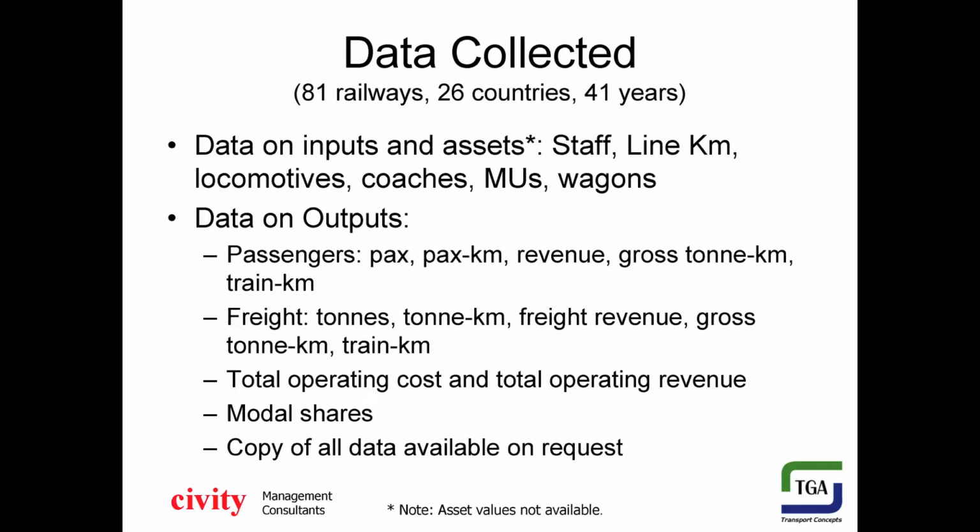We have data on inputs and assets like staff, line kilometers, locomotives, multiple unit equipment, wagons, etc. We have data on outputs: passengers, passenger kilometers, passenger revenue, gross ton kilometers, and train kilometers. Same for freight. Total operating cost and total operating revenue as defined in the statistics. And I caution you that those definitions may not be the same for every railway within the sample. We hope they are. We have modal shares from OECD that show rail passenger service as opposed to automobiles, or rail freight as opposed to rail and truck, or all modes.